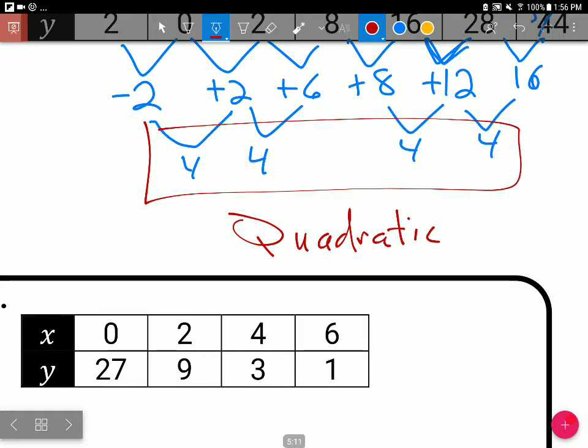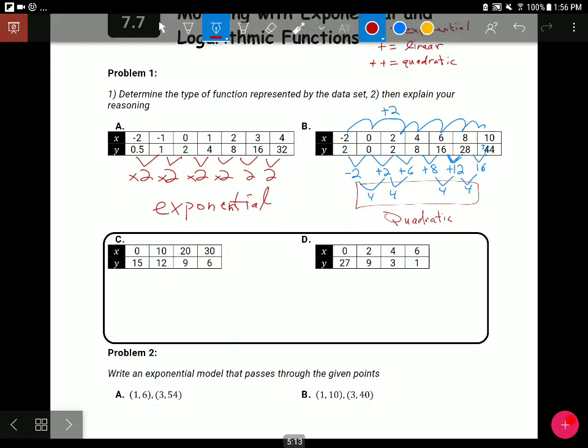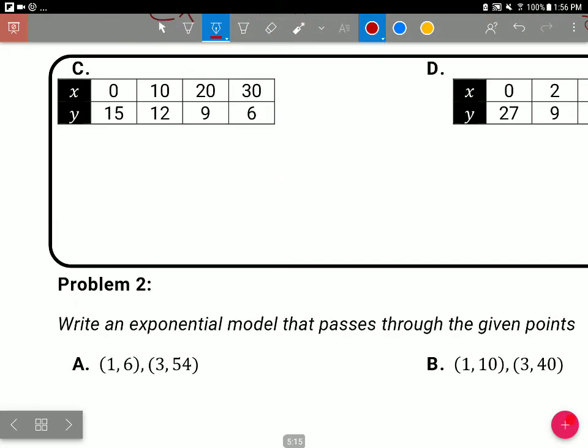All right. So here we go. Here's what I want you to do. Letter C. Knock it out real quick. Tell me if it's quadratic, linear, or exponential.